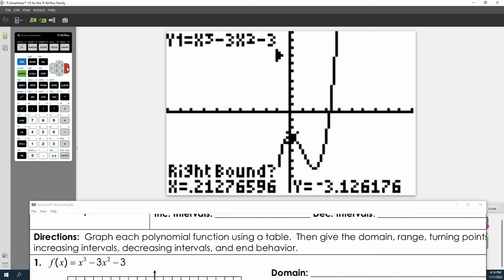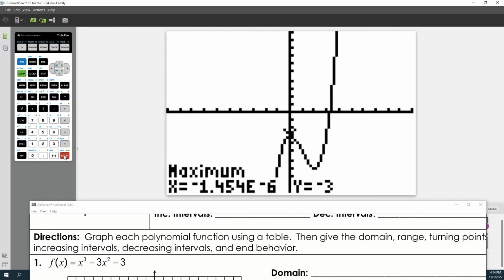Hit the right arrow, go up over the mountain, start going back down. Hit enter on the right side, and then enter one more time. Okay, now this comes up quite a bit.